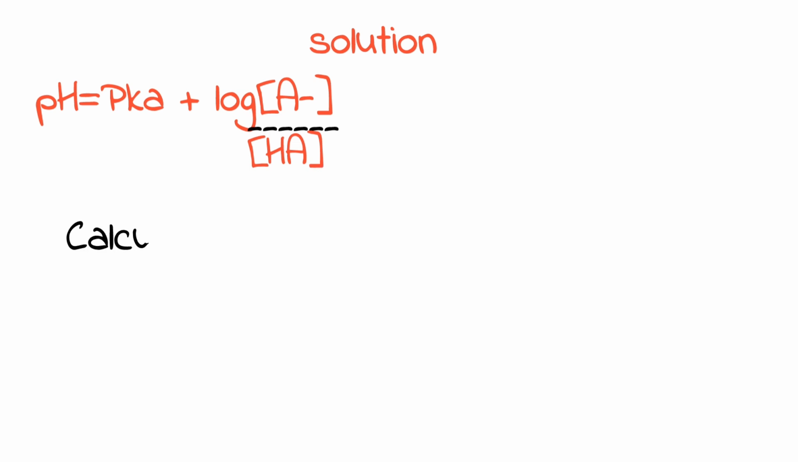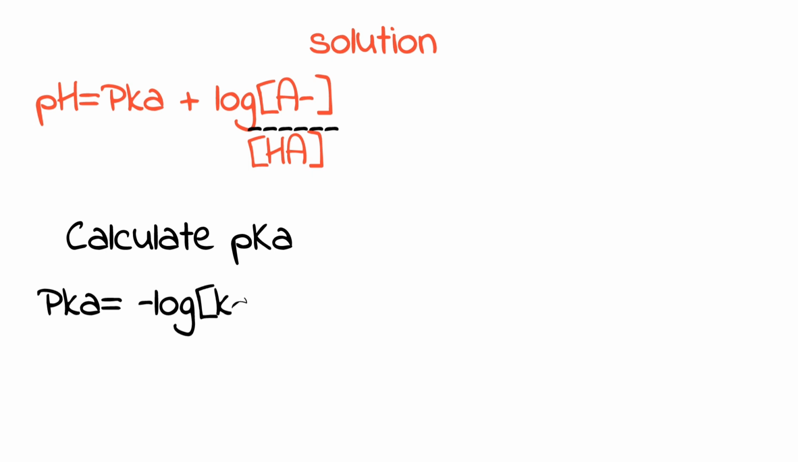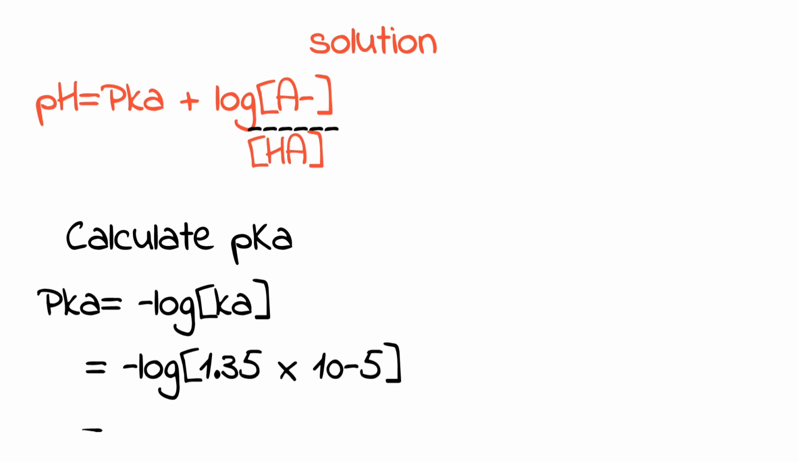Let's continue by calculating our pKa value. pKa is calculated as negative log to the base 10 of the Ka value, which is negative log to the base 10 of 1.35 times 10 to the negative 5 moles per dm cubed. That gives us 4.87. Now we are going to plug in our pKa value into the equation.